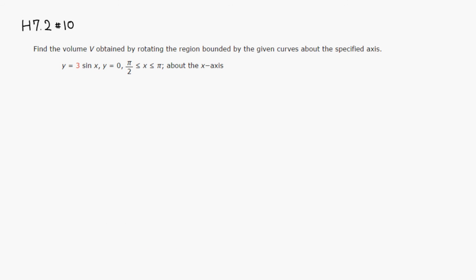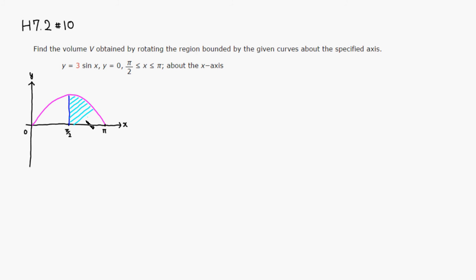All right, so let's draw a picture first. We have the x-axis and the y-axis, and here's the origin. 3 sine of x is just a sine curve, so it's going to go up and down. I believe that here is pi over 2, and right here is pi. So we are talking about the region starting from pi over 2 under the curve of 3 sine of x and ending at x equals pi. So we're talking about this region.